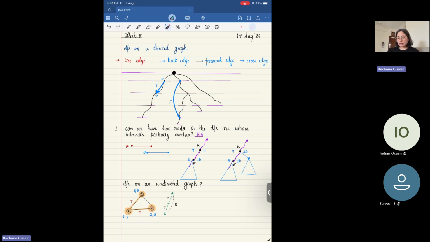So cross edge meaning, let's say I have two different paths in the DFS tree. Pick two nodes in those two paths. Let's say I have a node here on this path and some node on the other path. Any edge which connects two nodes which are on different paths, meaning that they don't have an ancestor descendant relationship, that kind of edge is a cross edge.